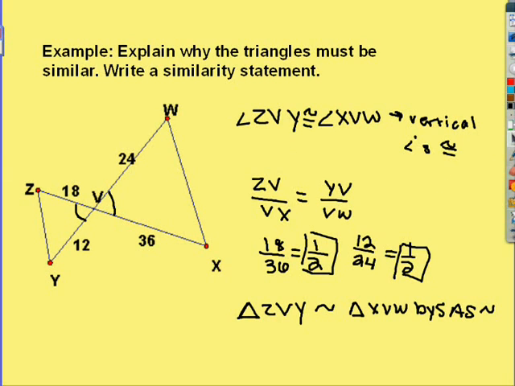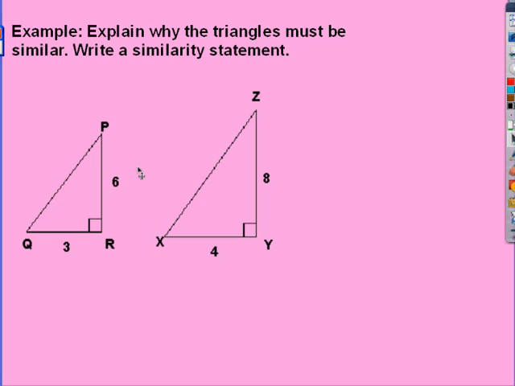Okay, there is one more way to show that triangles are similar. On to the next slide. Okay, go ahead, copy down this whole problem. Hit play when you're ready to resume.